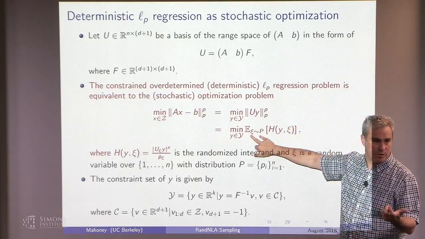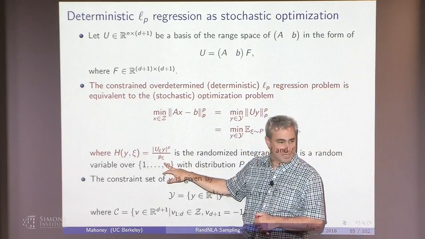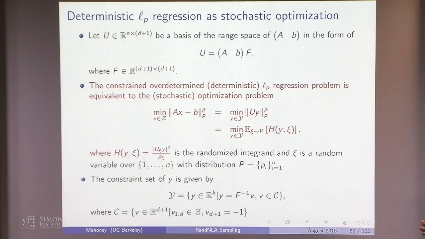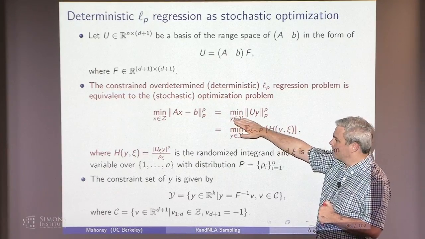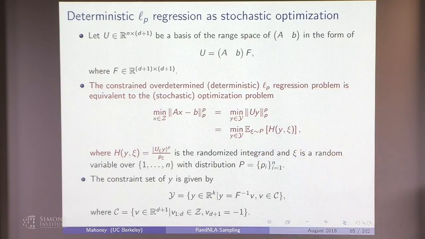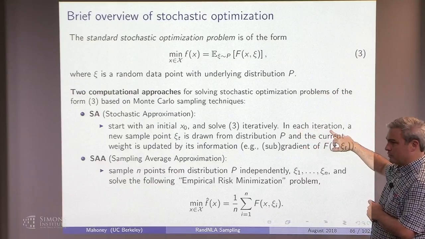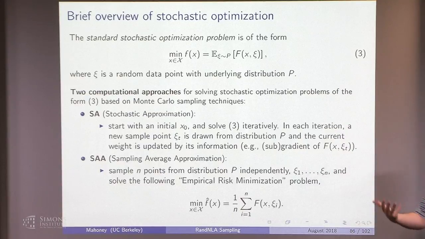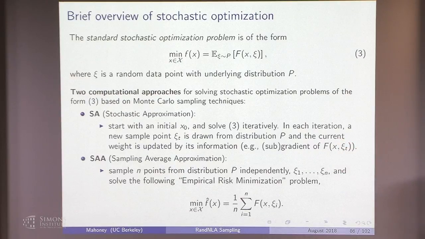And you can relate it to a stochastic optimization problem, which is the expectation of a random variable drawn from some distribution of H, where H is an estimator. All right. So this connection is more general than what we're talking about here, but in particular, relate a deterministic optimization problem to a stochastic optimization problem, and then ask, how do you solve a stochastic optimization problem? And to summarize a semester worth of stochastic optimization, I mean, there's a couple approaches. It's a somewhat confusing set of names, SA and SAA. So stochastic optimization, which essentially says start with some initial point, iteratively solve the objective, and that at each step of the iteration, get a new sample point. If you do mini batches, you get 10 new sample points, drawn from some distribution, and the current weight is updated. You move in the gradient direction with some step size and so on.